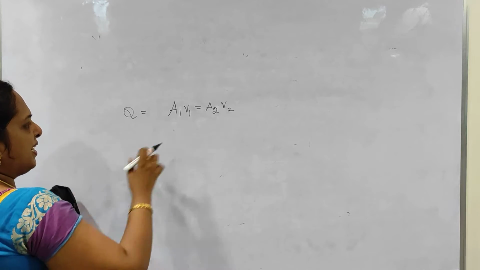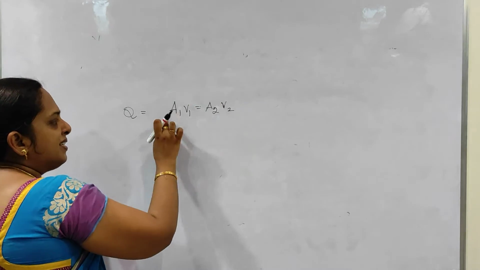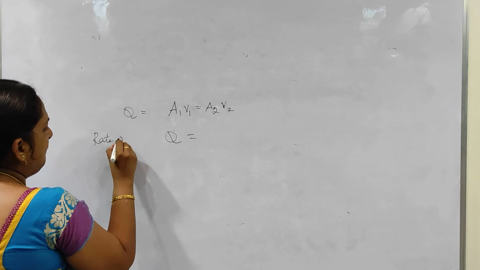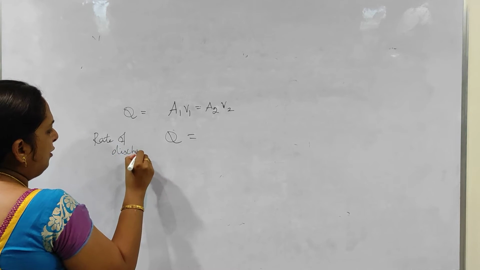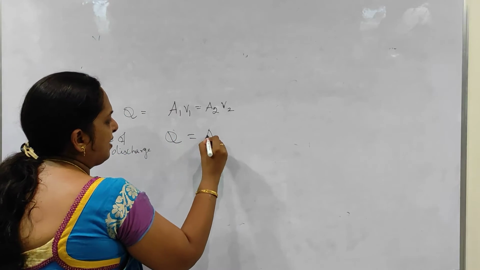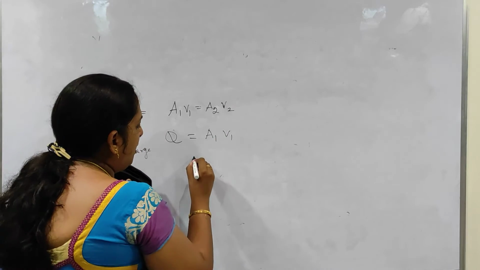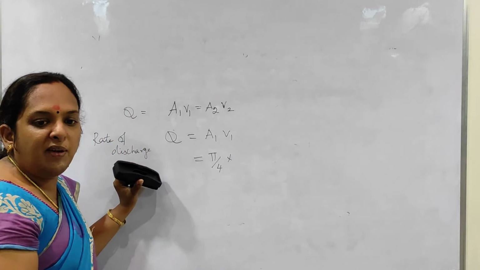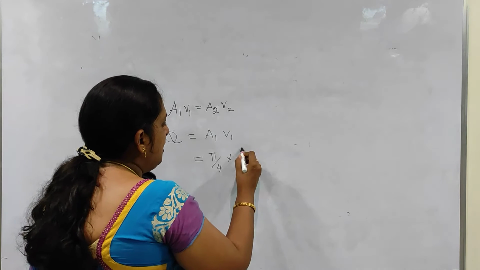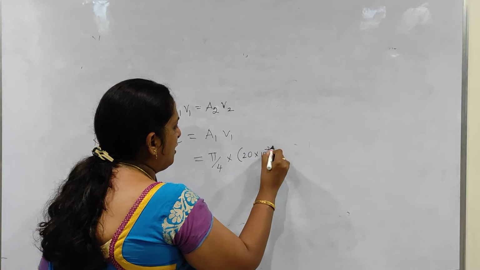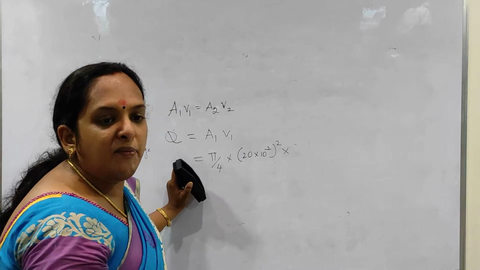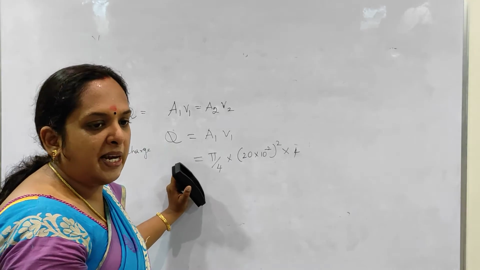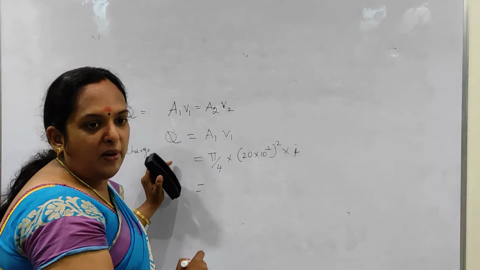So what is my rate of discharge? I can substitute either in this equation or this equation. Since this is given in my question, I am taking this equation to find my rate of discharge, because all the values given here are in the question itself. So it is A1 into V1. What is A1? It is pi by 4 into D1 square. The diameter D1 is 20 centimeters, so you can say 20 into 10 to the power of minus 2 meter, the whole square. And V1 is also given in the problem. It is 4 meter per second. Just substitute this and you will get the value of your discharge.